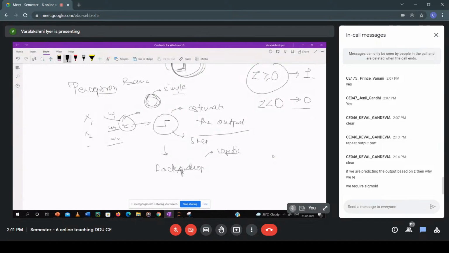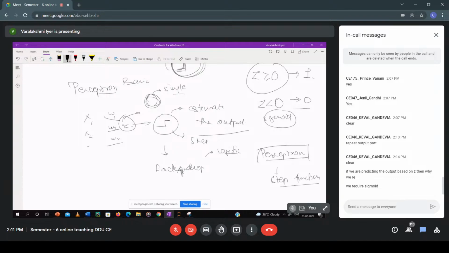Okay, we require sigmoid? No, don't get confused. We are not using sigmoid in the case of perceptron. We are using a step function as an activation function in the case of perceptron.